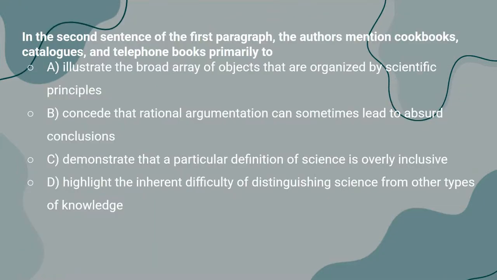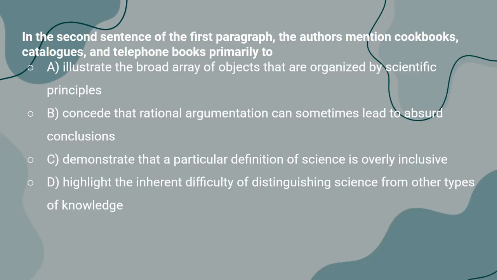So in the second sentence of the first paragraph, the author mentions cookbooks, catalogs, and telephone books primarily to what? So if you could go back in the video, but if you remember in the reading, it's talking about comparing. It's being like, oh, if science is organizing things, why wouldn't a cookbook be science? And they're saying it's not. So let's go through our options.